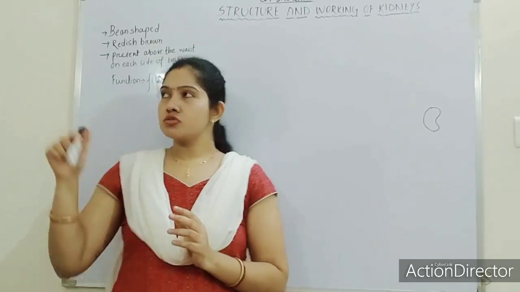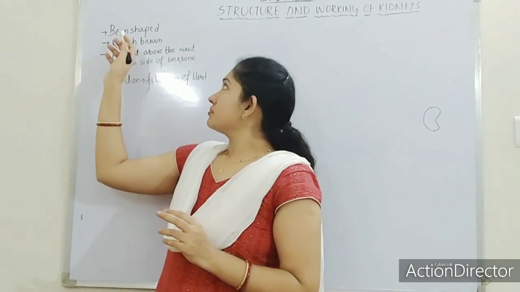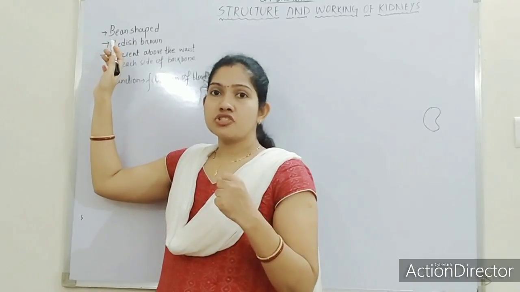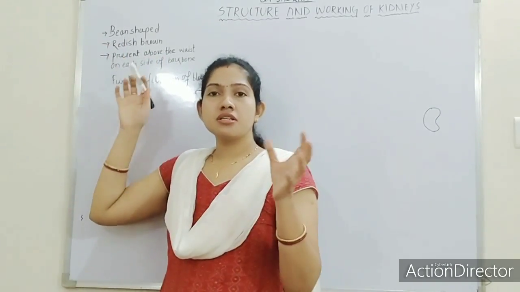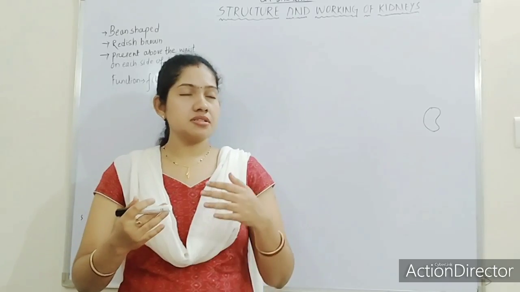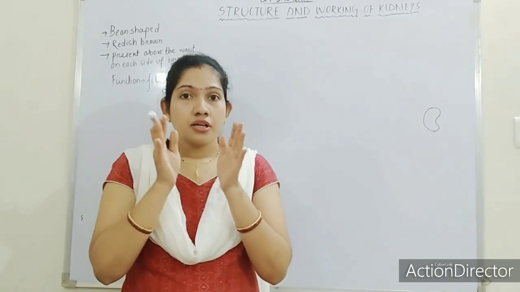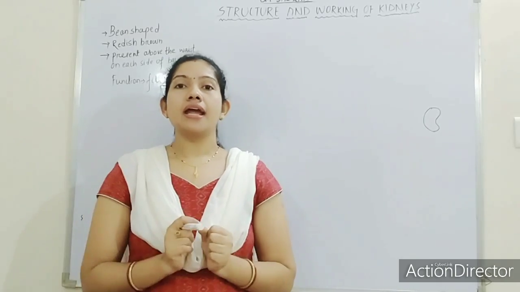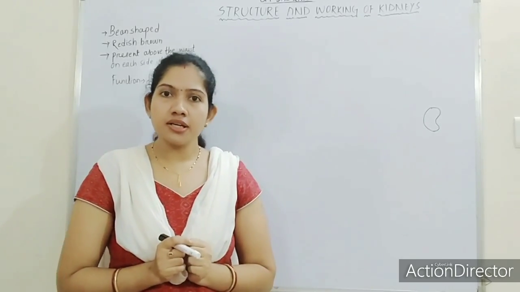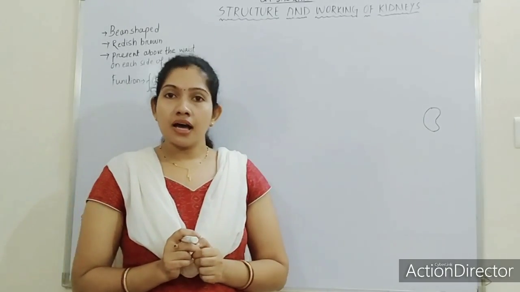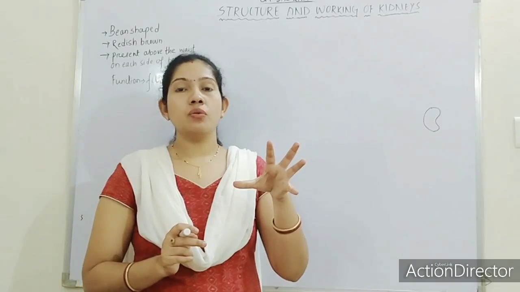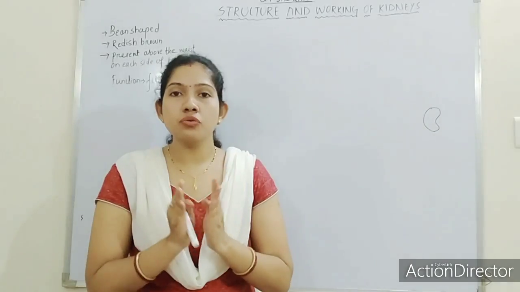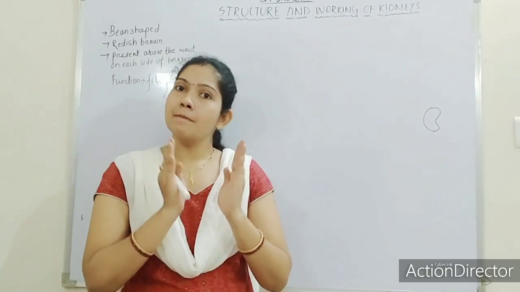So here I have also written the basic things. It is bean shaped in structure, reddish brown in color, present just above the waist and on the two sides of the spinal cord. If you talk about the function of the kidney, kidneys are the main filtration unit, which will filter blood.